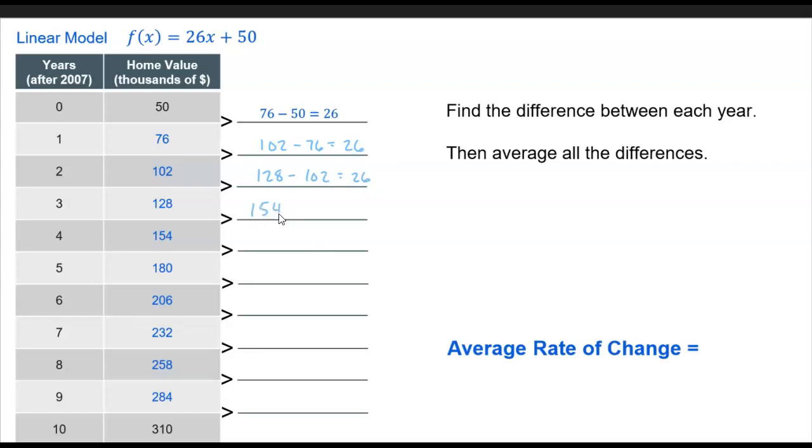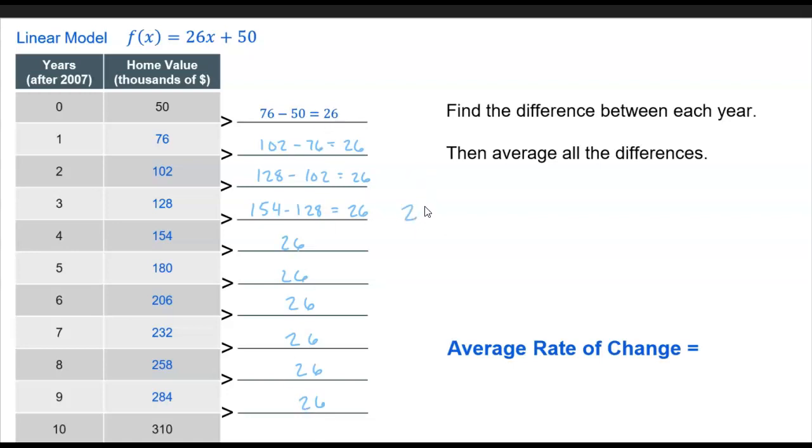Let's see, 154 minus 128. That is 26. Oh, these are all 26, right? We don't need to calculate these every time. We know that that's actually how we defined this equation in the first place. It's linear. It's arithmetic. We added 26 each time, so we know that the difference is going to be 26. That's exactly what the term common difference means. It means the difference is the same every time. 26 in this case.